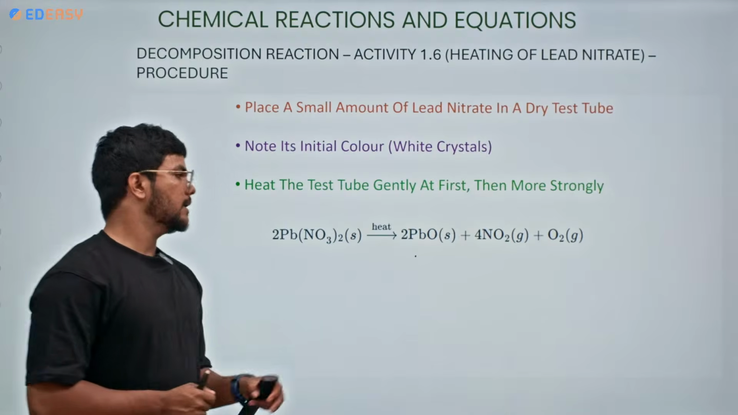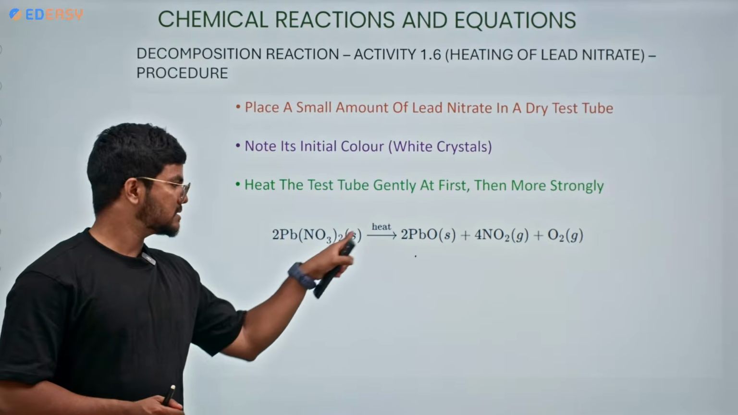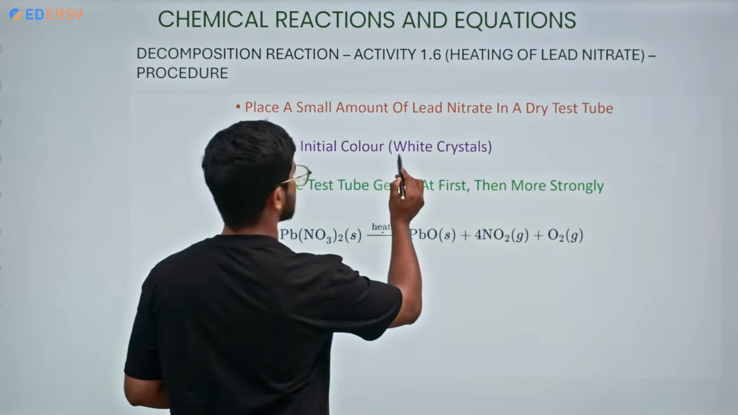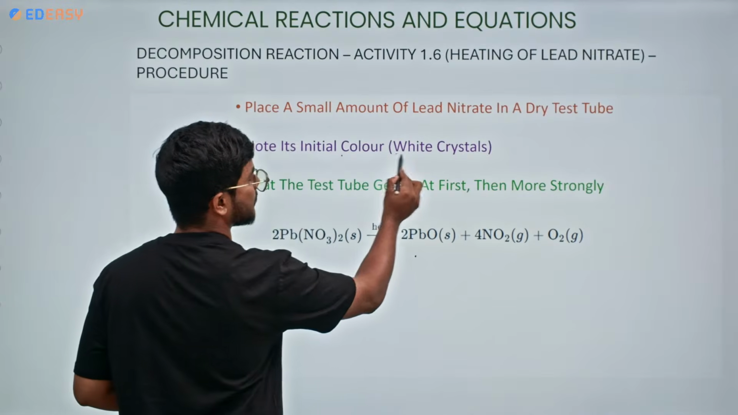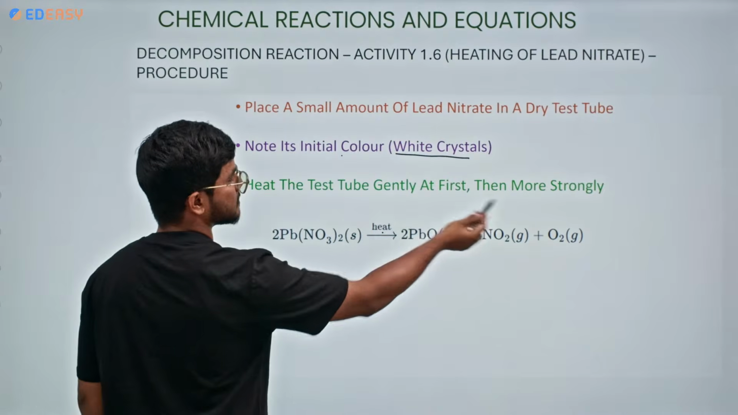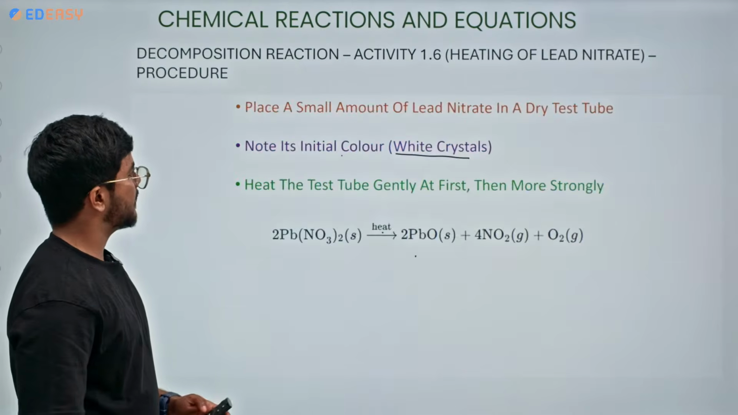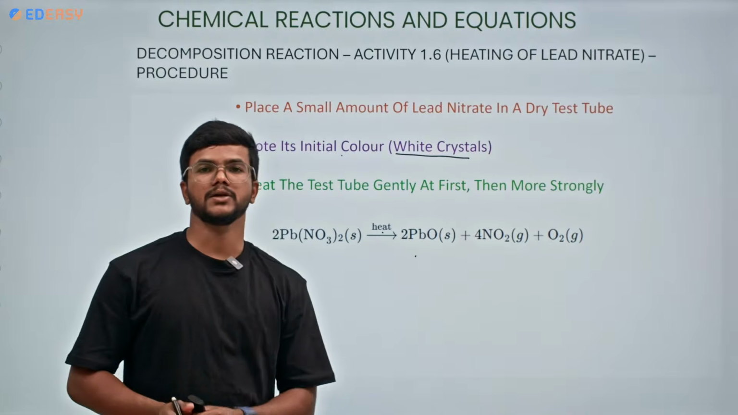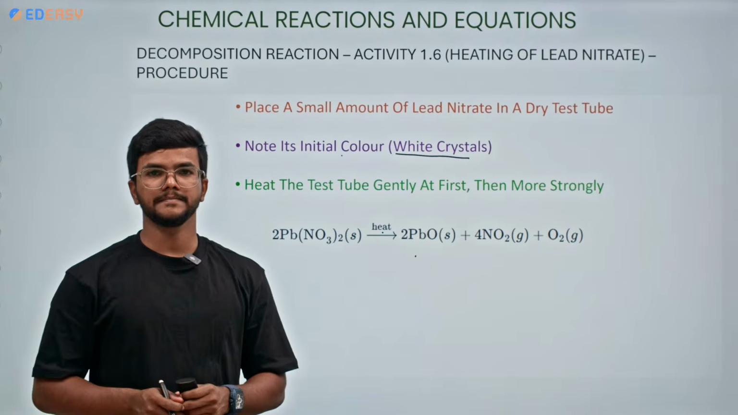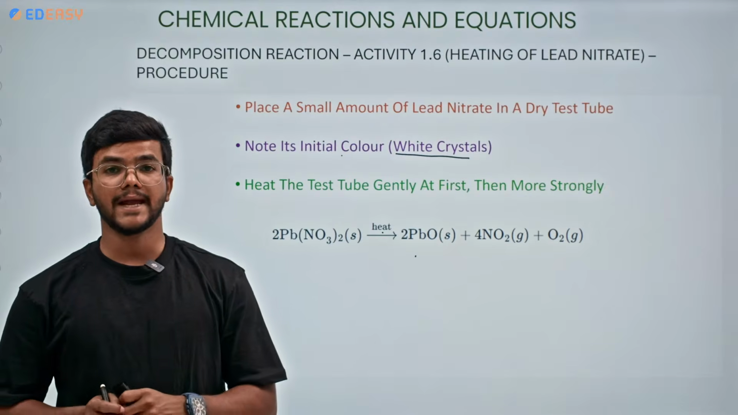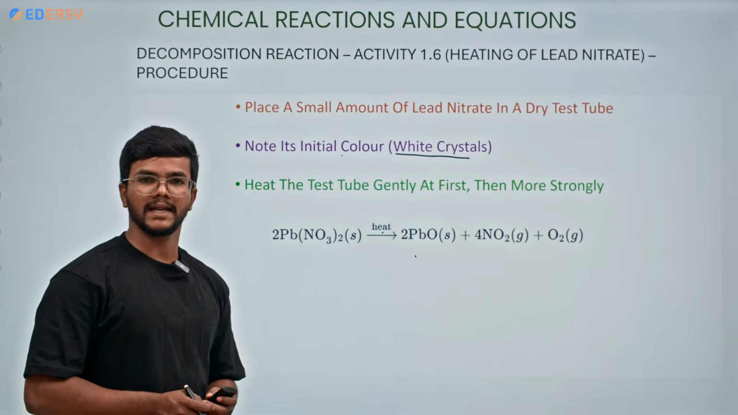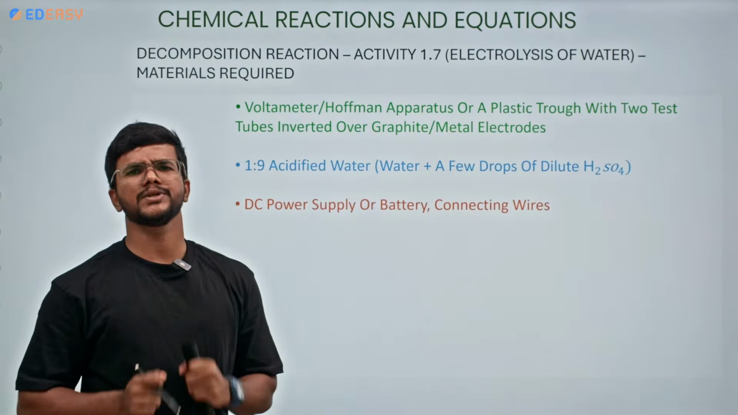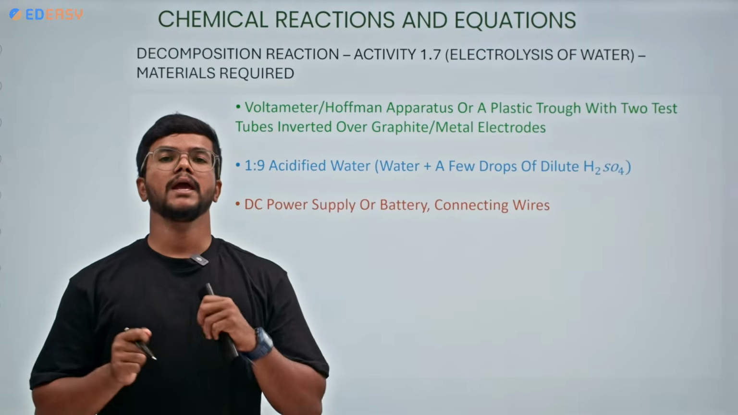Yes, this is thermal decomposition, because there is heat here. Initially it was white crystals, so note that its initial color is white. Heat the test tube strongly. What observations will you find? There will be a change in color, and some gases will be released out of the reaction vessel. This is the decomposition reaction, activity 1.6, heating of lead nitrate. Next, decomposition reaction, activity 1.7. What is activity 1.7? Electrolysis of water.